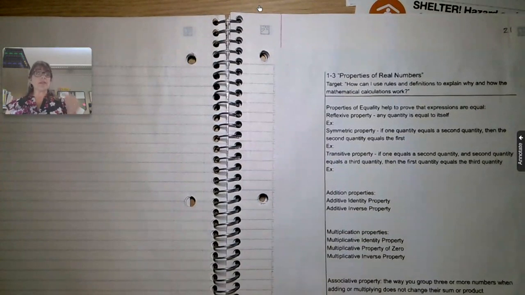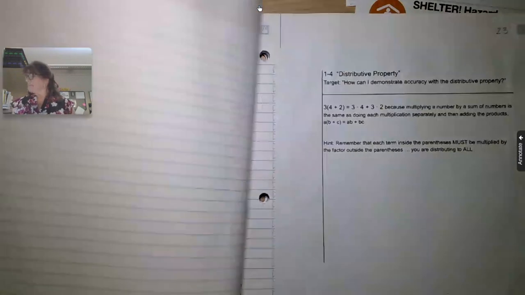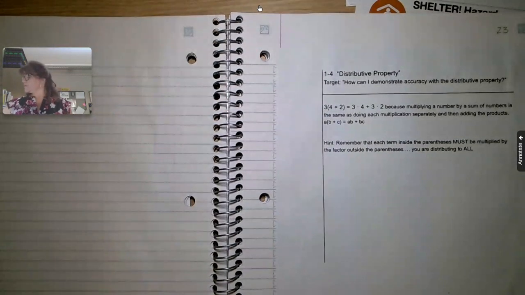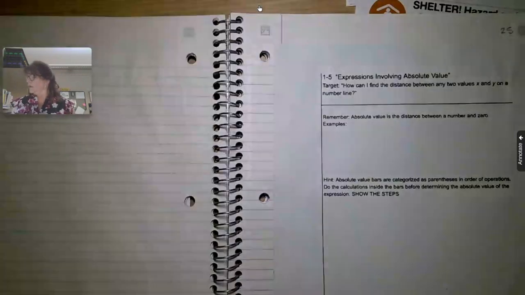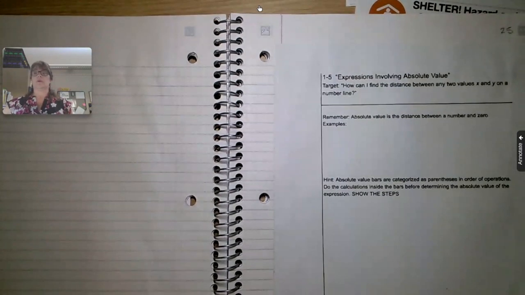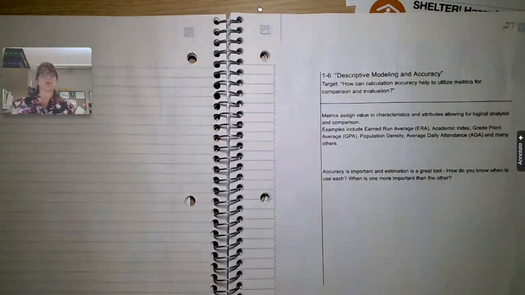Notice I am gluing these in with glue, not a glue stick, because a glue stick, unfortunately, just isn't as durable and your pages fall out. Then 1-4, blank page. 1-5, blank page. 1-6, blank page. And look, now it's blank. 1-6 is the end of this module.